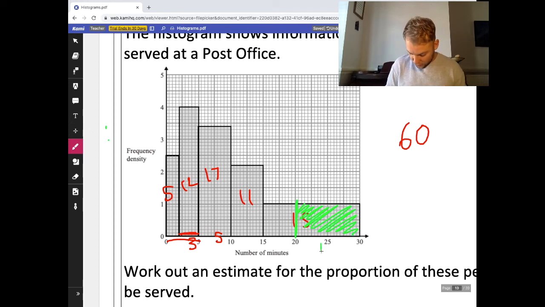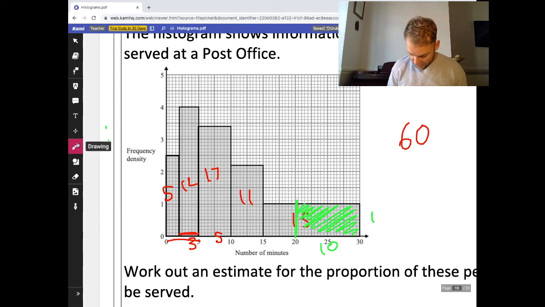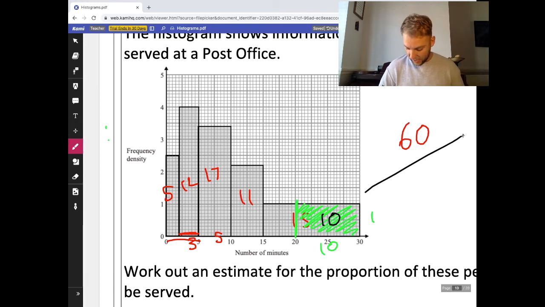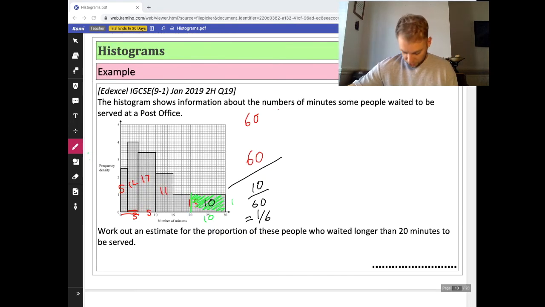Well, between 20 and 30 is 10 there, and the height of this is 1. So in which case, it's going to be 10 times by 1, which is 10. So the area of this is 10. Brilliant. So I know that there's 10 people over 20 out of a total of 60. So the proportion here is going to be 10 over 60, which is going to be equal to a sixth. Okay? Again, that is tough. That is tricky. Okay? But they do come up, and they will come up like this. So let's just check that answer.